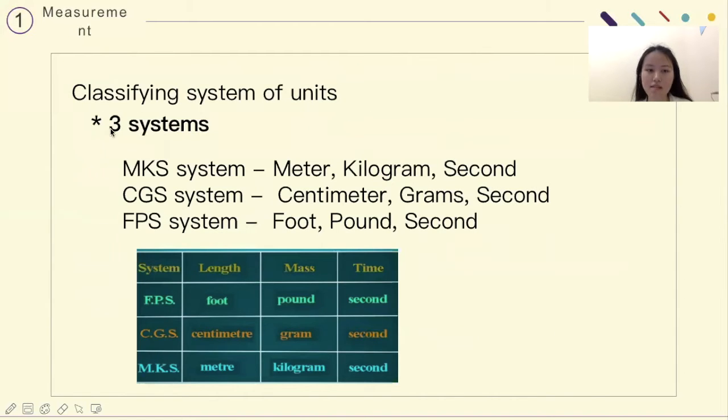Next, classifying system of units. So there are 3 systems. First, MKS system. Second, CGS system. Third, FPS system. MKS system stands for meter, kilogram, and second. CGS system stands for centimeter, gram, and second. And then FPS system stands for foot, pound, and second. And this is the table of the 3 systems.